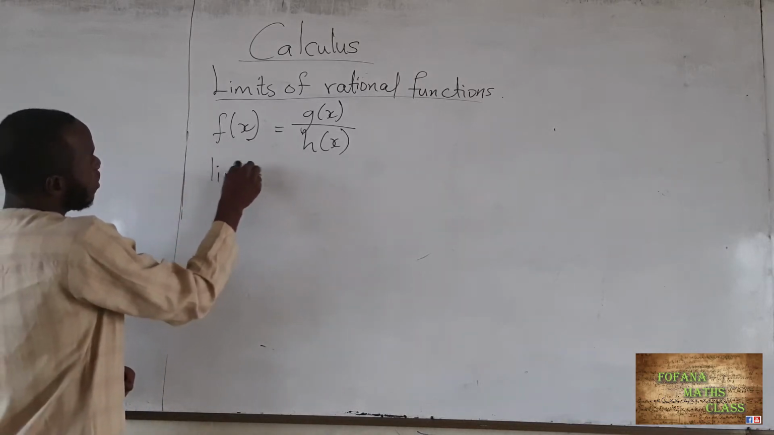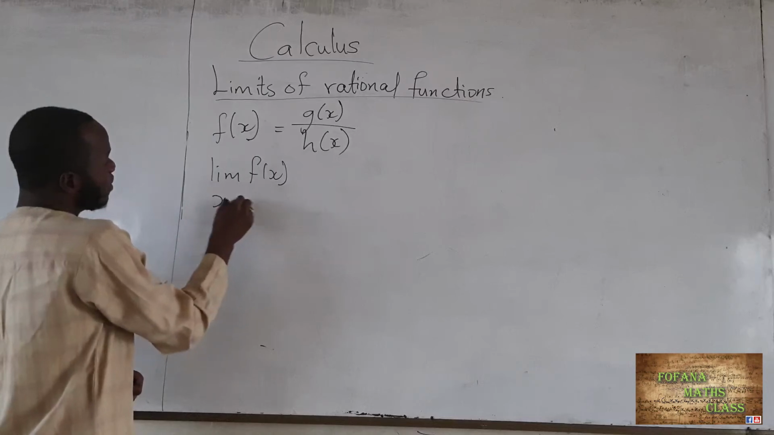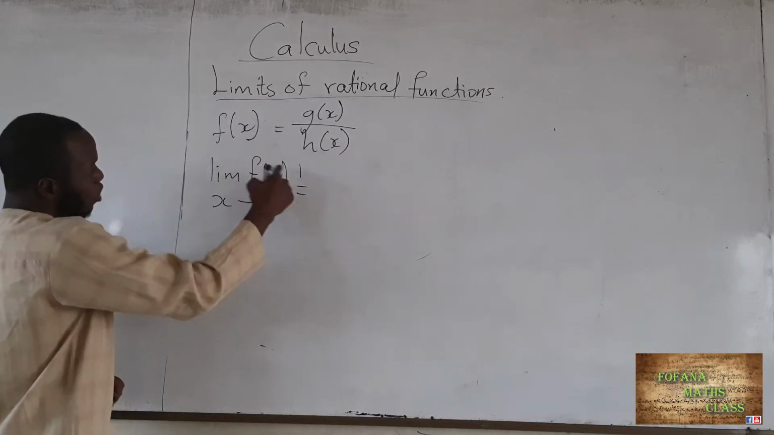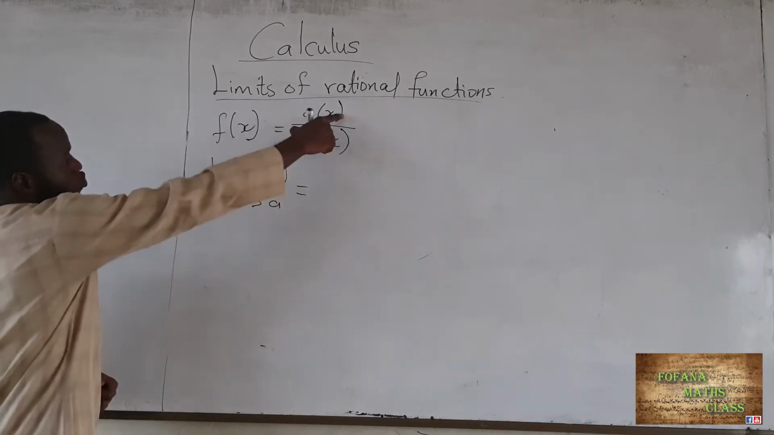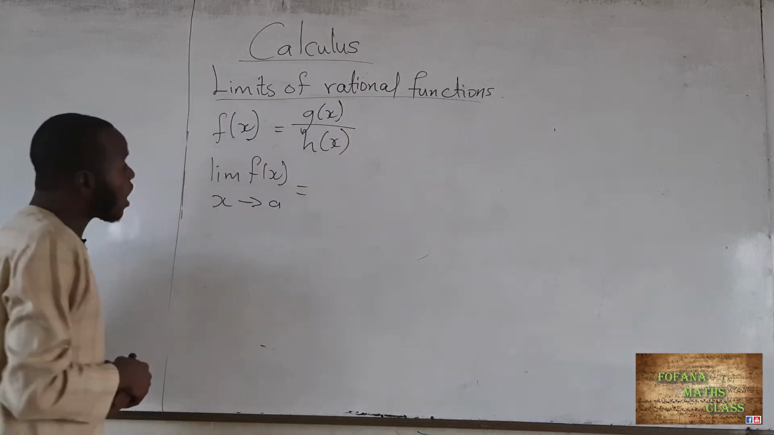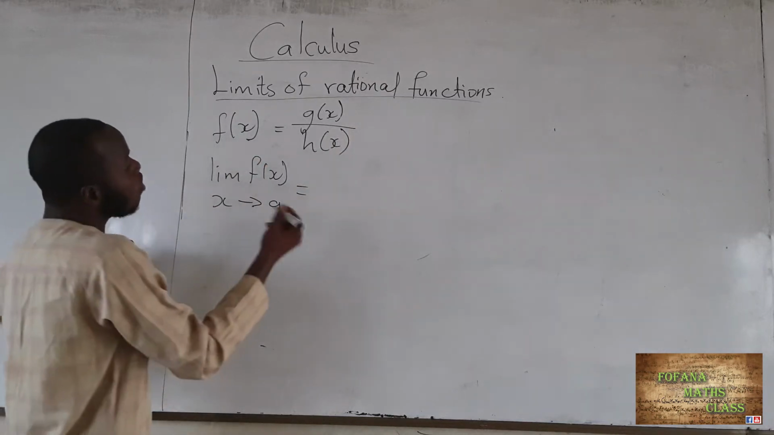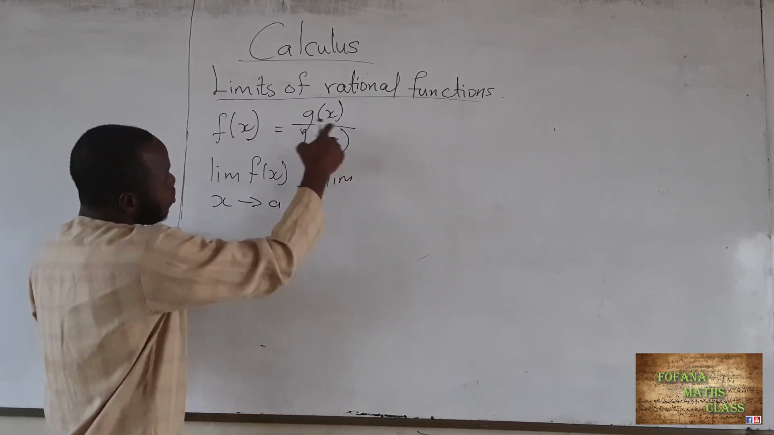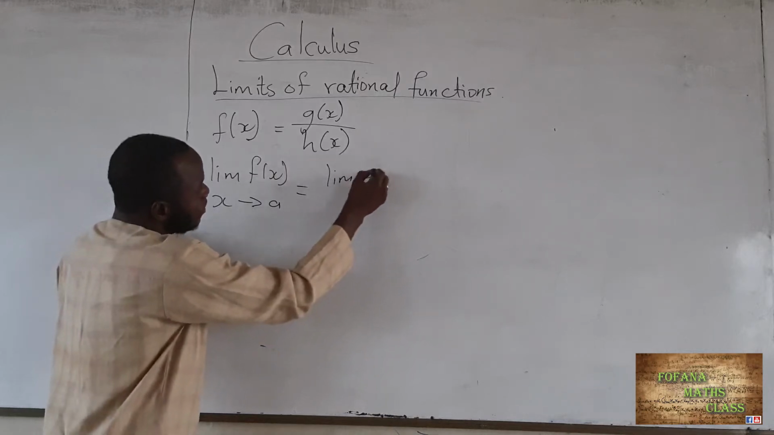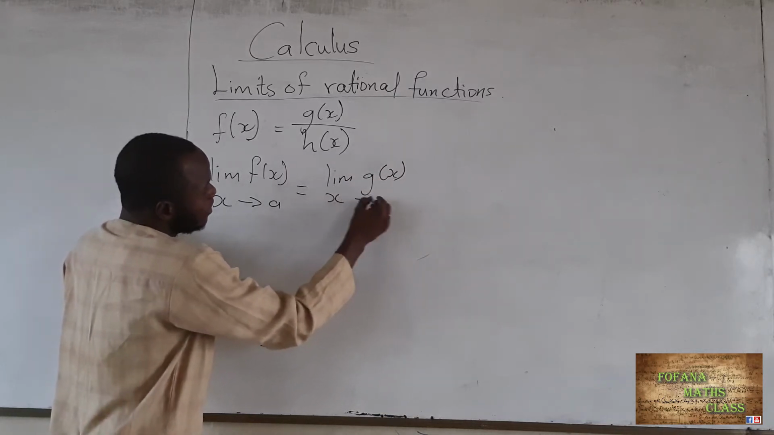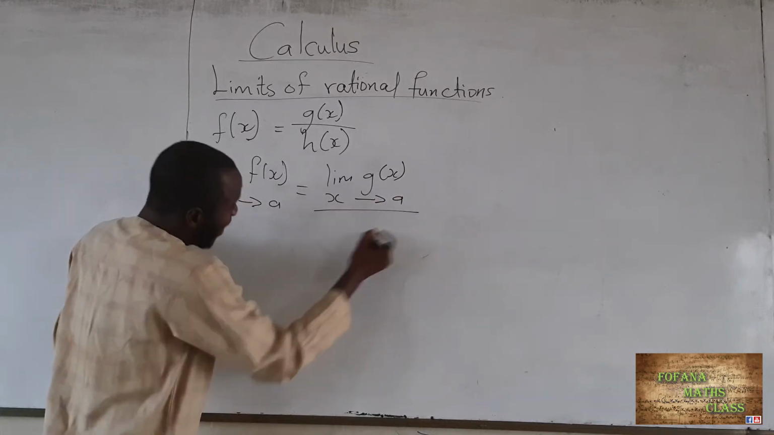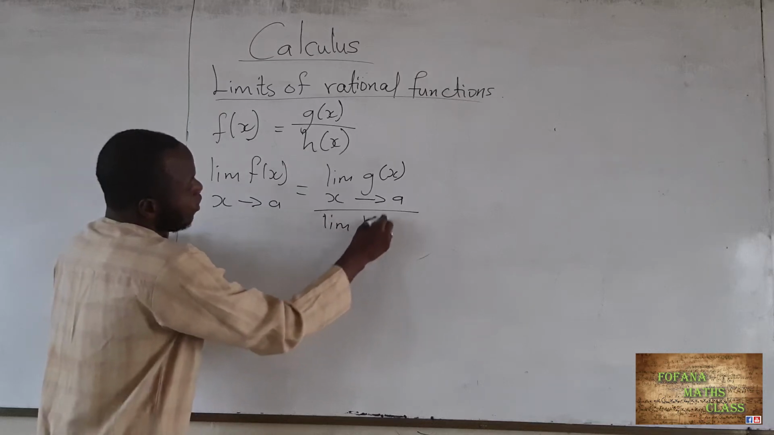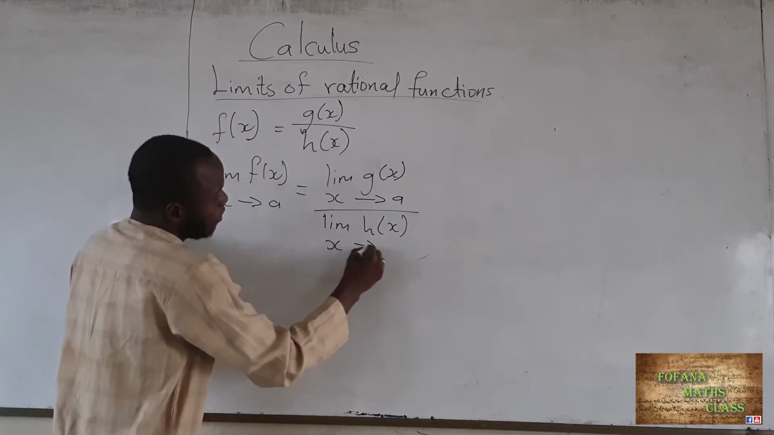We have the limit of f of x as x approaches a certain value a, where f of x is equal to the quotient of two functions, g of x and h of x. How do we find the limit of f of x? What you have to do is find the limit of each of them. So you take the limit of the first one, g of x as x approaches a, dividing by the limit of h of x as x approaches a.